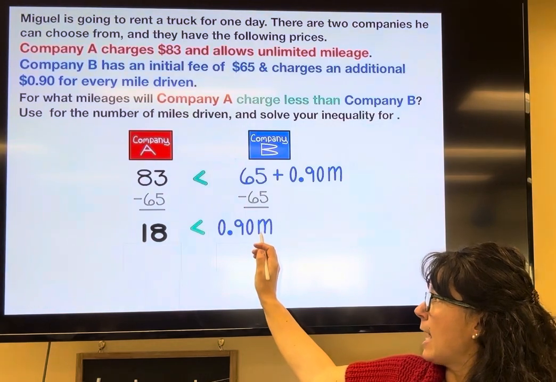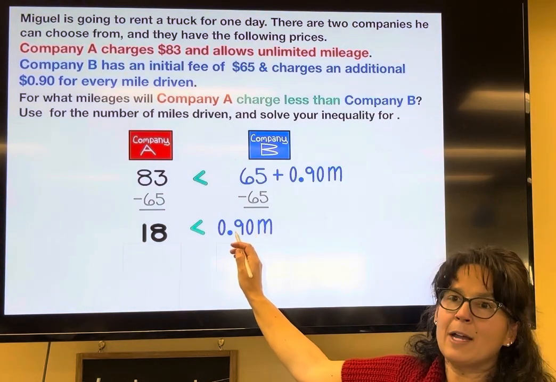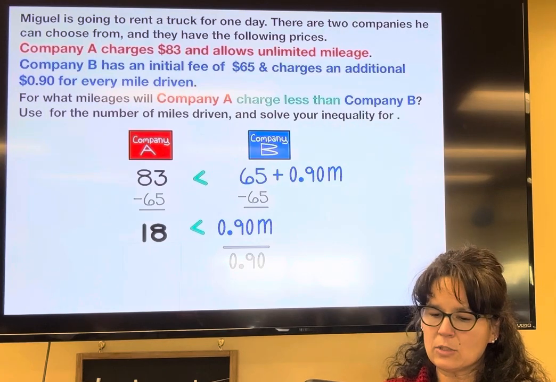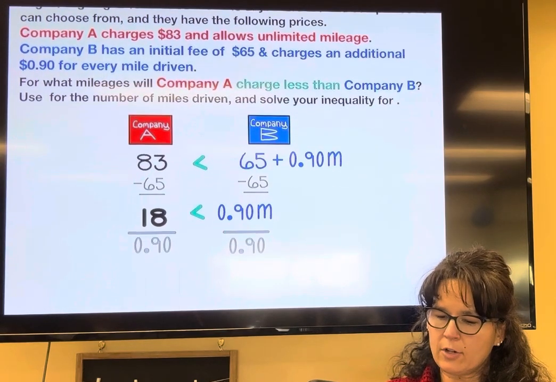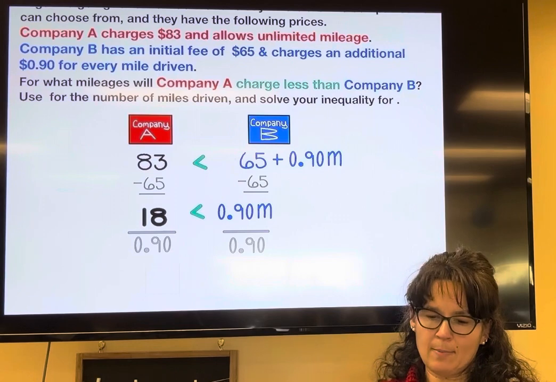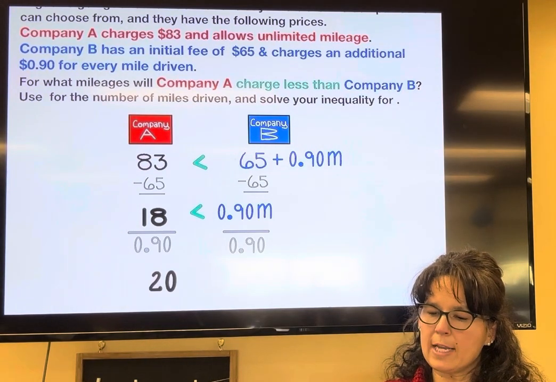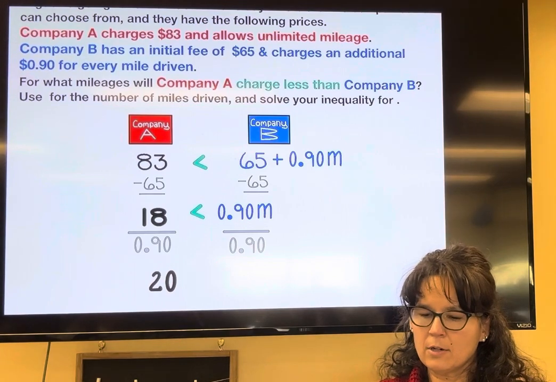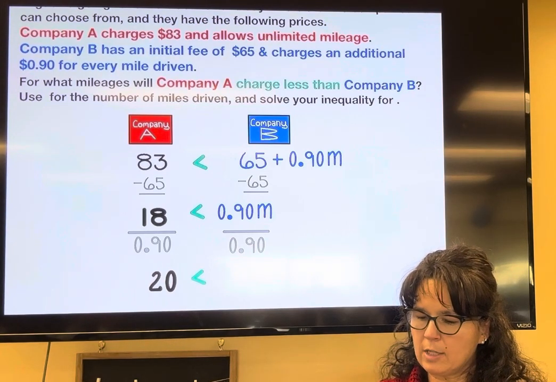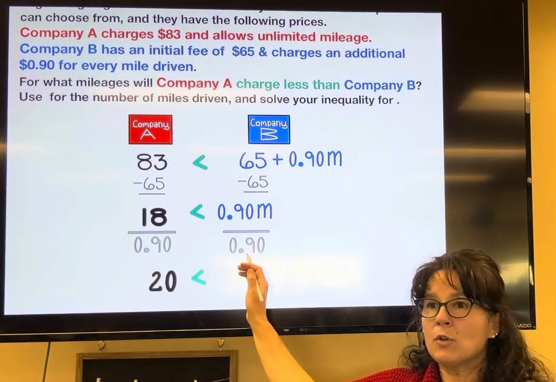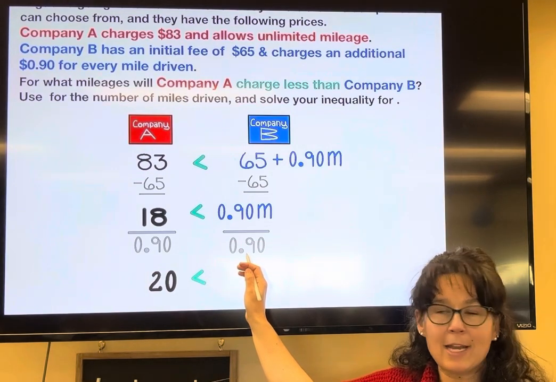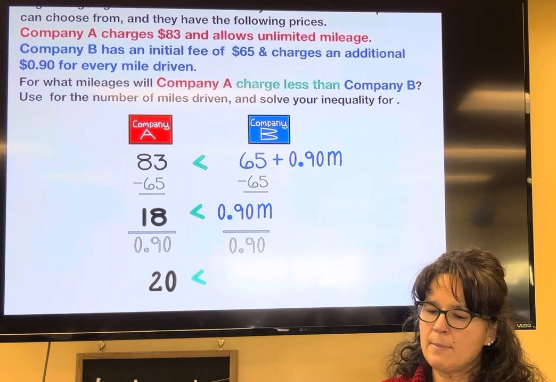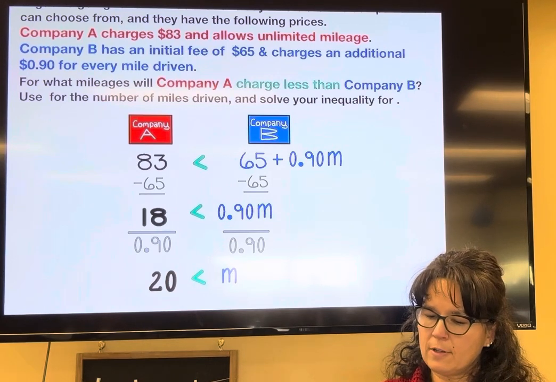To finish getting m by itself, I'm gonna divide by the number next to it. So I'm gonna divide by 90 cents. What I do to one side, I do to the other. And 18 divided by 90 cents is 20. I divided by a positive number, so I'm gonna bring this inequality down. Remember, if you multiply or divide both sides by a negative number, then the inequality flips over. And then the m is by itself.